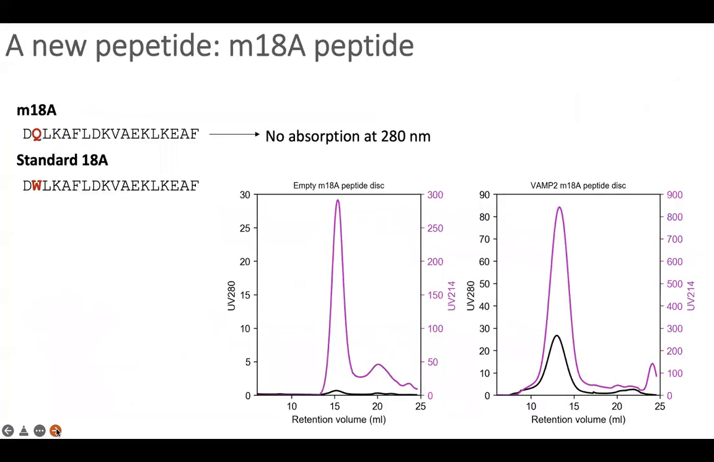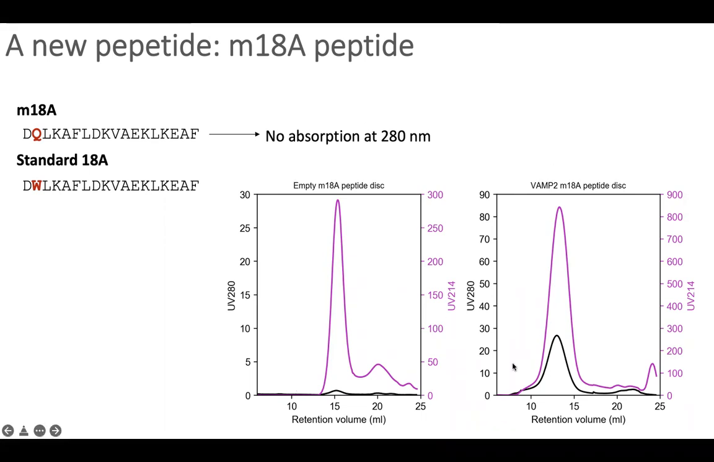And about this, I just have one more slide about the new peptide that we started working with that we called M18A. This is because the standard peptide used to form this peptide disk is called 18A, and you can see its sequence down here. And what we did was replace this tryptophan with a glutamine, and the consequence of that is that the peptide now has no absorption at 280 nanometer.